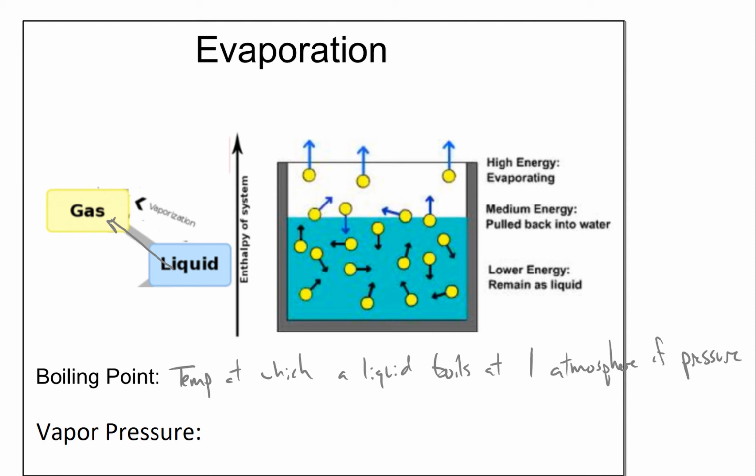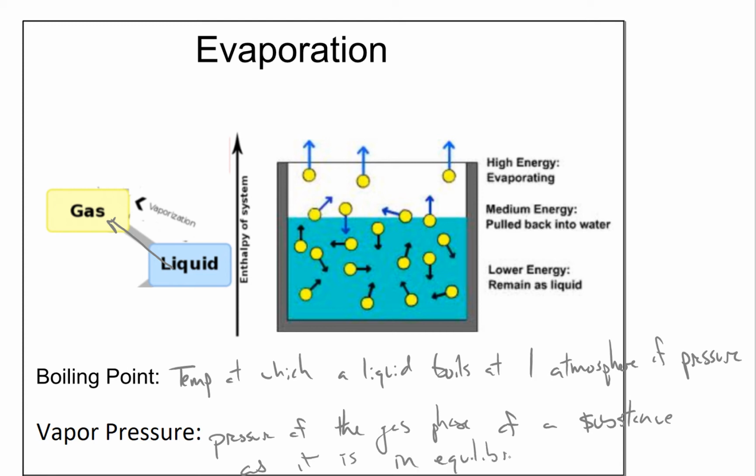At higher altitude, where there's less atmospheric pressure, liquids actually boil at lower temperatures. This is one of the reasons that a pressure cooker might be needed to bring boiling water temperatures up to higher temperatures. This is related to the idea of vapor pressure. Vapor pressure is the pressure of the gas phase of a substance as it is in equilibrium with the liquid.